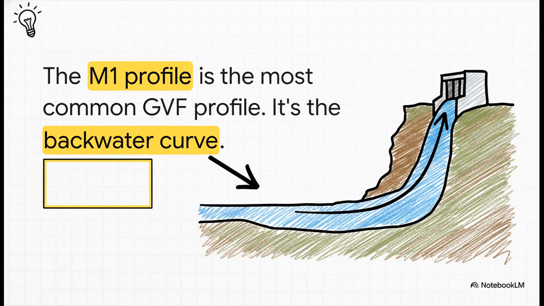Let's take a look at the one you'll see absolutely everywhere, the M1 profile. This is the curve that shows up on a mild slope when something like a dam gets in the way and forces the water to get deeper. This is the official scientific name for that backwater curve we talked about right at the beginning.